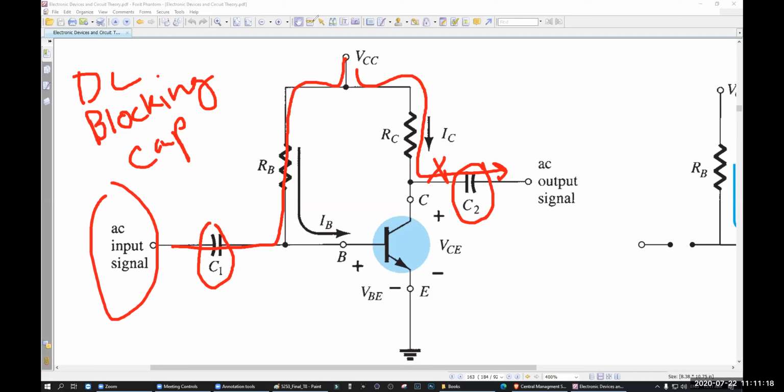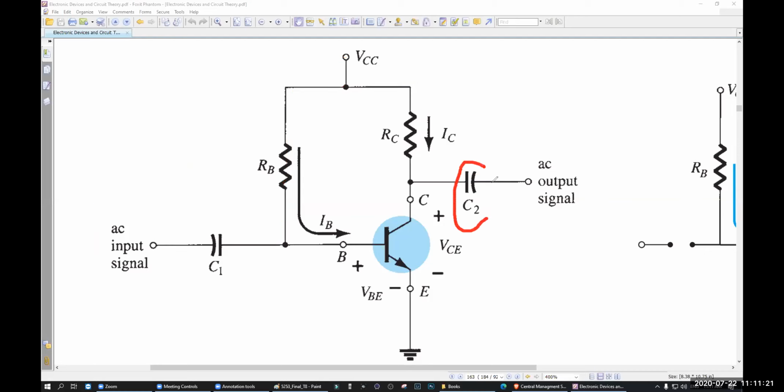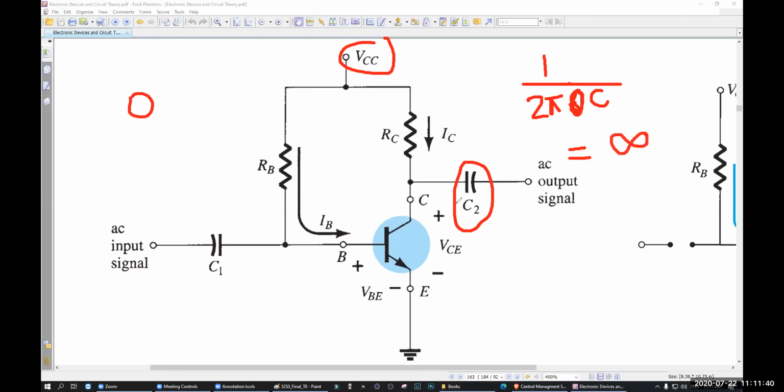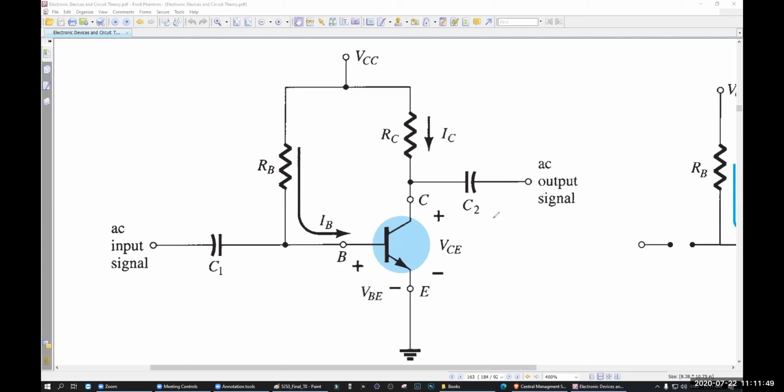Why do they block DC? Because the reactance of a capacitor is 1 divided by 2 pi f C. Since the frequency of DC is 0, if you put 0 here, it becomes infinite. So the resistance becomes infinite for the capacitor. That's why no DC can go, only the AC can go. This is why they are called DC blocking capacitors.